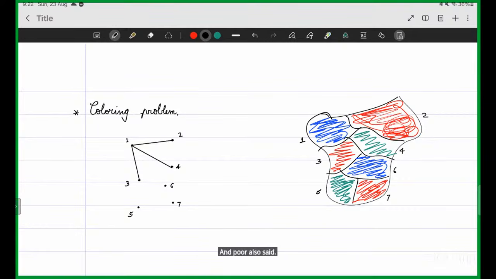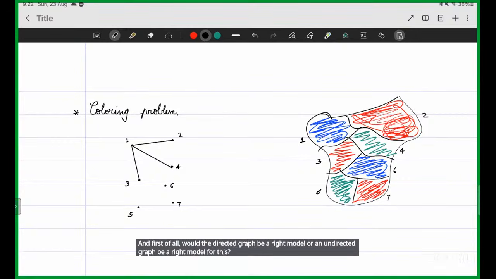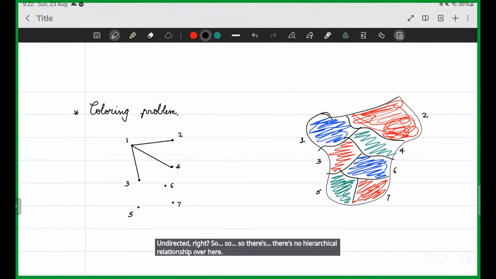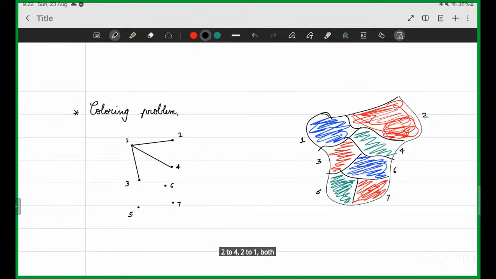And first of all, would a directed graph be the right model or an undirected graph be the right model for this? Undirected, because there's no hierarchical relationship over here. So 2 to 4 is not done, so let's do 2 to 4. And 2, 1 is already done.